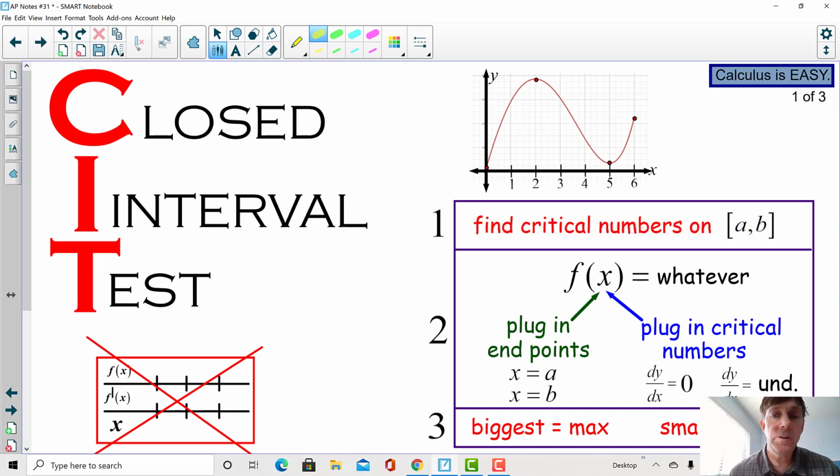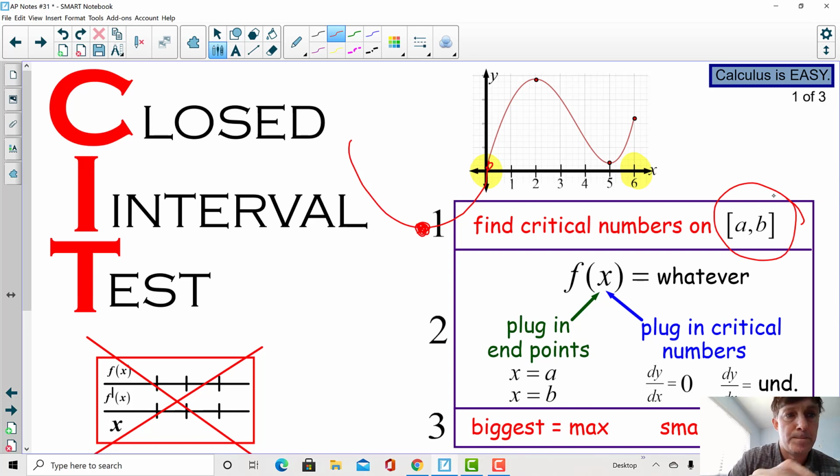Now, you're not always going to use every single one of those critical numbers. For example, if we're going from 0 to 6, if that's our closed interval, then we will only use the critical numbers that land inside that interval. So if our function actually continues on, and we get another critical number over here on the left, we're not going to use that critical number. We're going to throw it away because all we care about is our closed interval.